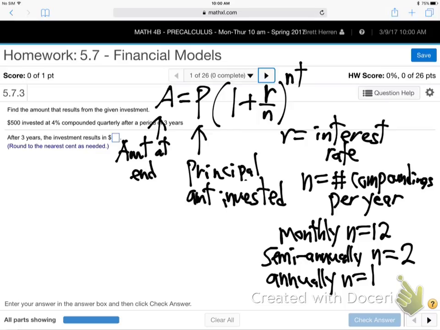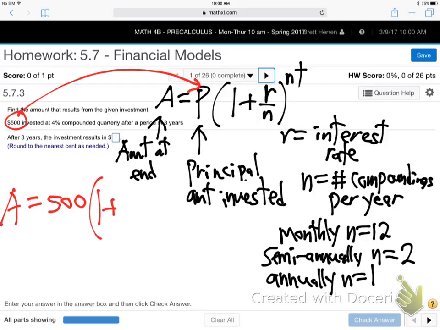So I'm going to use the formula that they've given me. I'm going to plug in. What is the 500? That's the P, right? 500 is the P. 1 plus R over N. The R is the 4%. Make it a decimal, 0.04. What is the N? Oh, compounded quarterly.